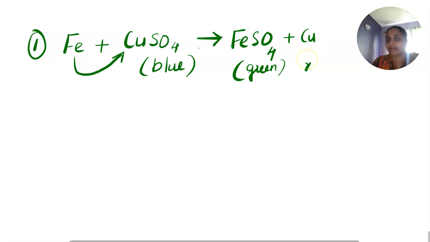Along with that, the red brown copper is also forming. That copper makes a coating on the iron. So that is the observation you can see. This is an example of a displacement reaction. Okay, so that's it. Hope you understood.